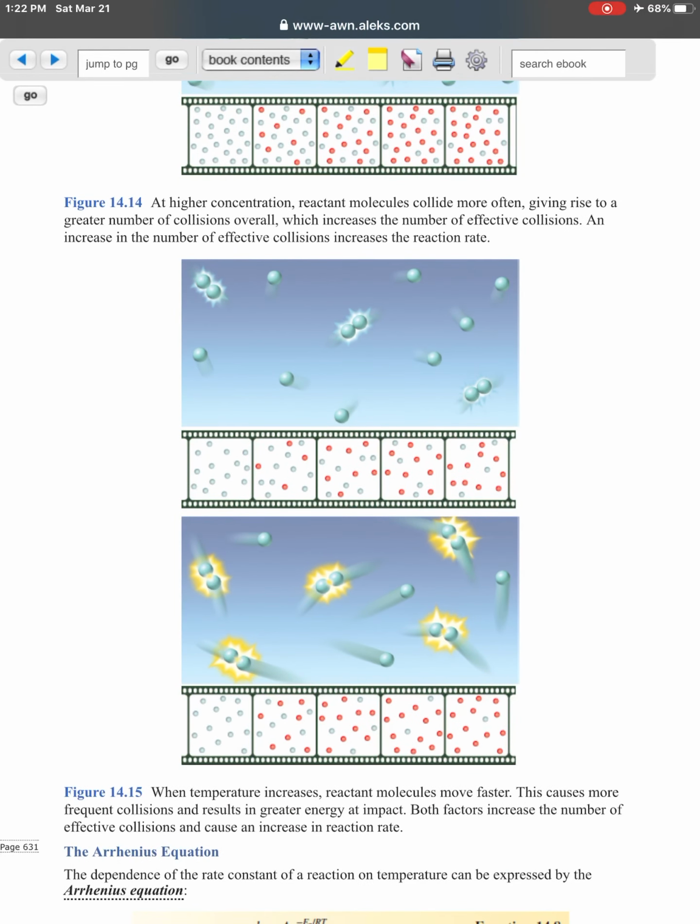Figure 14.15. When temperature increases, reactant molecules move faster. This causes more frequent collisions and results in greater energy at impact. Both factors increase the number of effective collisions and cause an increase in reaction rate. So if it's hotter, they move faster. That means they have more energy, more kinetic energy to break the chemical bonds that are required to be broken in order for this reaction to take place.